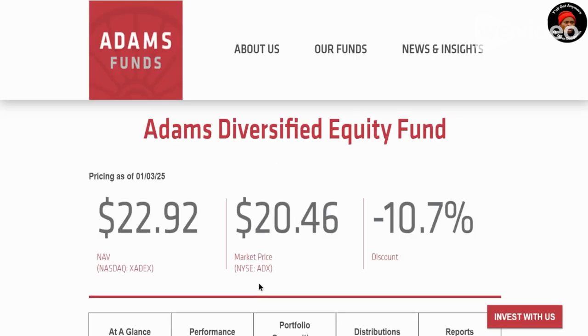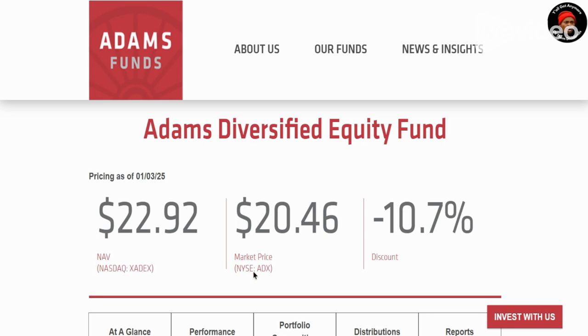ADX. Right now, as you come right here, you'll see a lot of times when you go on the website for these funds, they have all this on the front page. ADX is an example of a fund that's trading at a discount to its NAV. When you divide the total assets of the fund minus its liabilities by the total number of shares, each share should be worth $22.92. That's what that'll come out to.